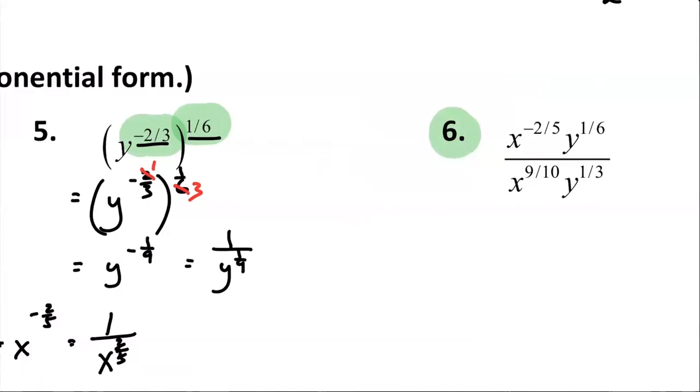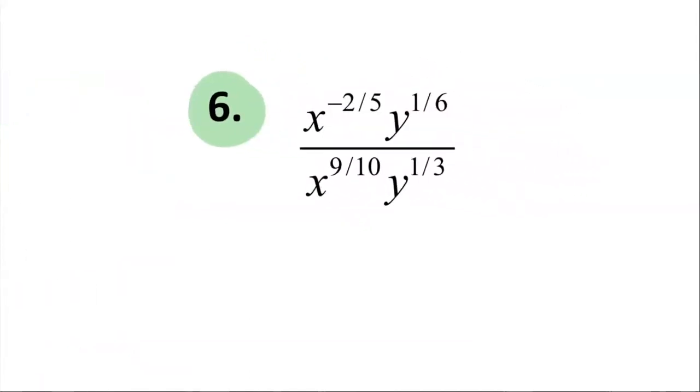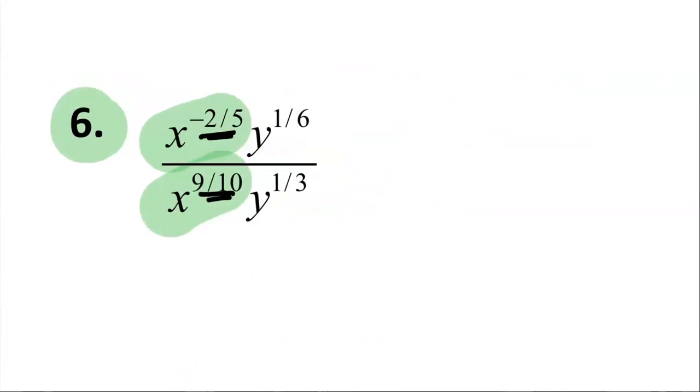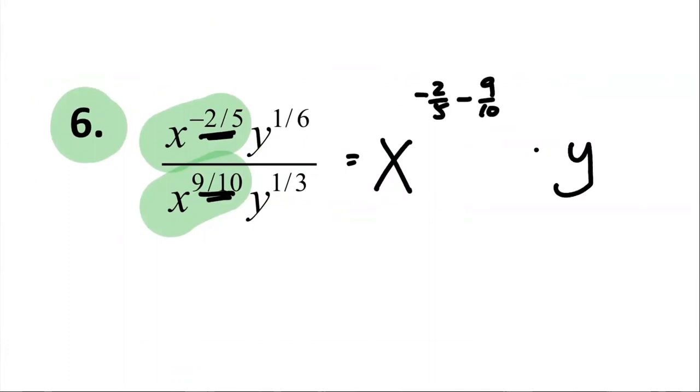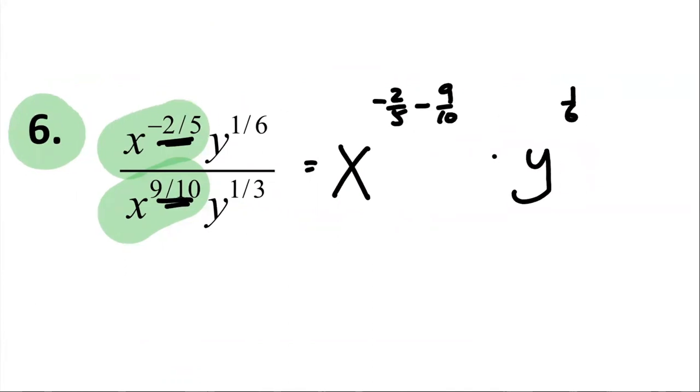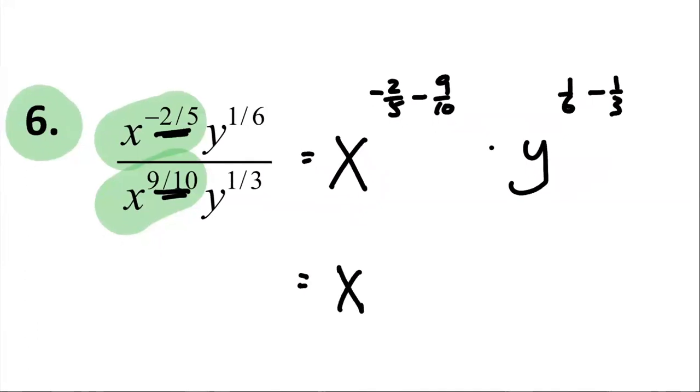All right, number 6, we have this one right here. So we only do things with the same term, with the same base. So what do we do with these two exponents? Subtract. And same thing for y. So therefore x, it's going to be negative 2/5 power minus 9/10, times y to the 1/6 power minus 1/3. Okay, so common denominator.